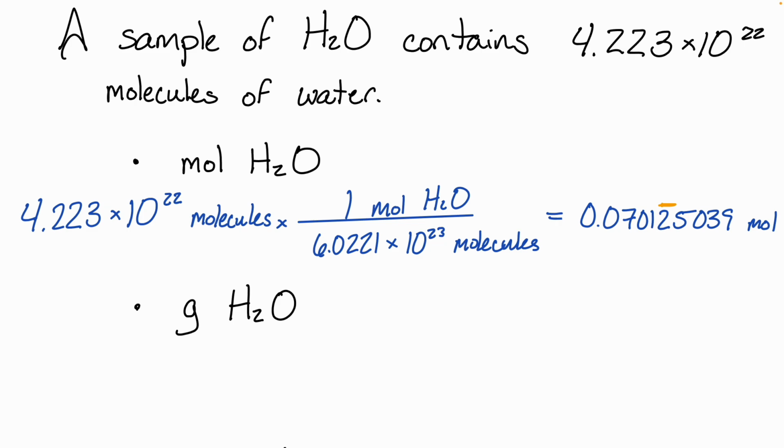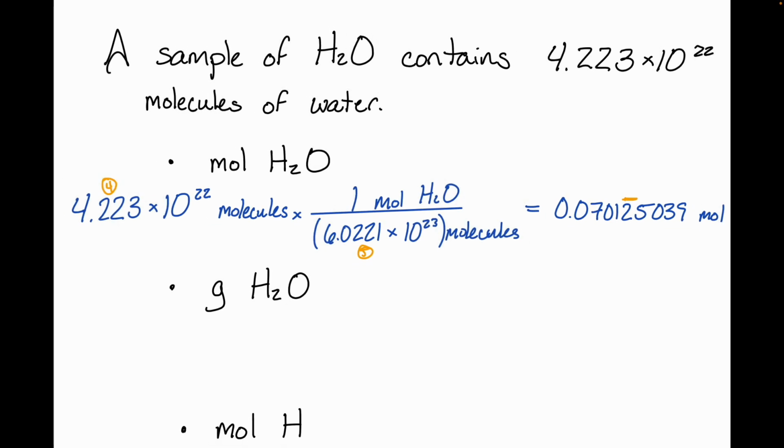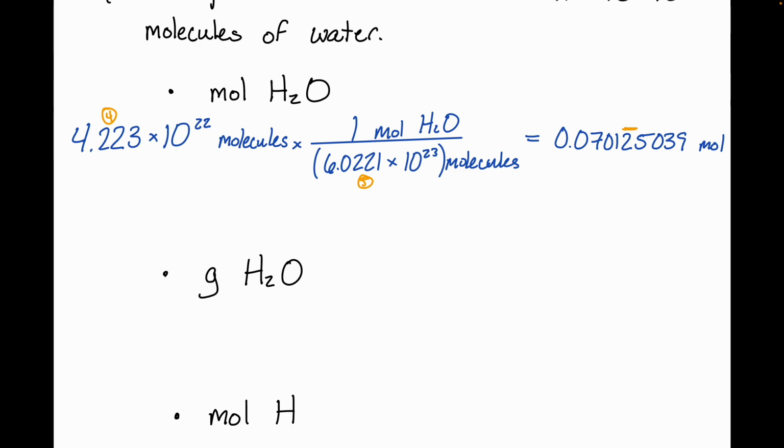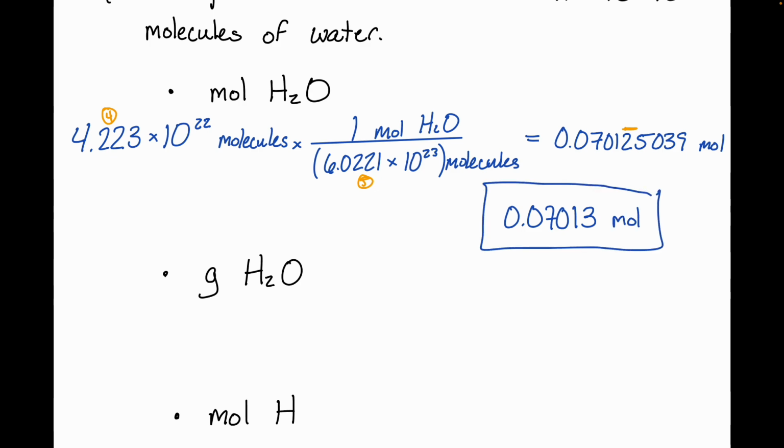Okay, so in order to get to moles of water, I'm going to divide by Avogadro's number. Again, make sure to put it in parentheses in your calculator or you'll get some really, really large number like times 10 to the 45. Okay, that will put me in moles, and then I'm going to look for my sig figs. I got 4 to start out with, and Avogadro's number has 5. Okay. So my final answer rounded to my correct number of sig figs, 0.07013 moles of water. Boom.